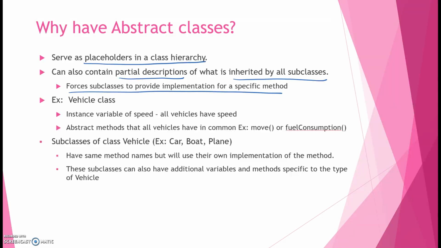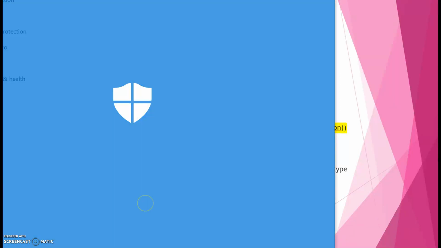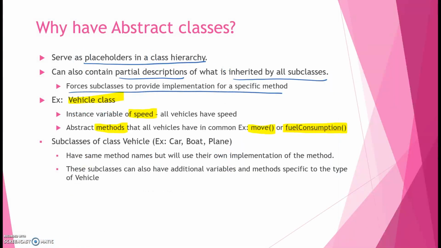Here's a good example of an abstract class. If we look at the vehicle class we just talked about, the instance variable of speed, all vehicles have speed, and then there are some methods that all vehicles would have in common, for example, move or fuel consumption. And then some of the subclasses of vehicle that we had were car, boat, and plane.